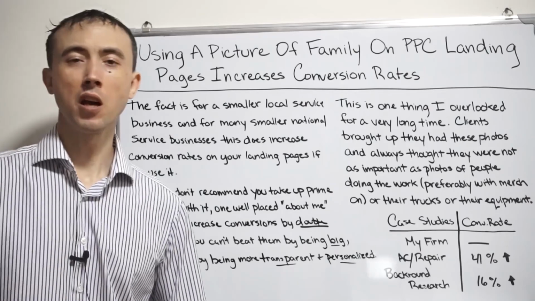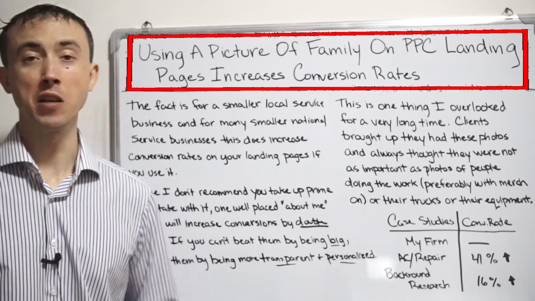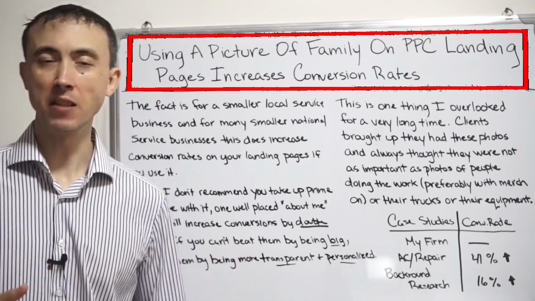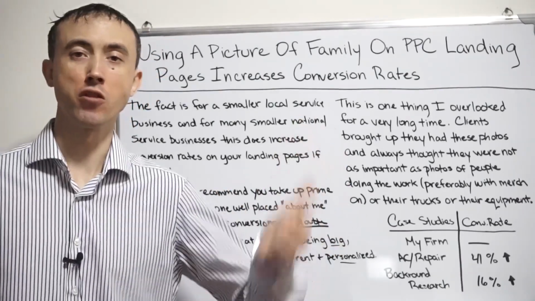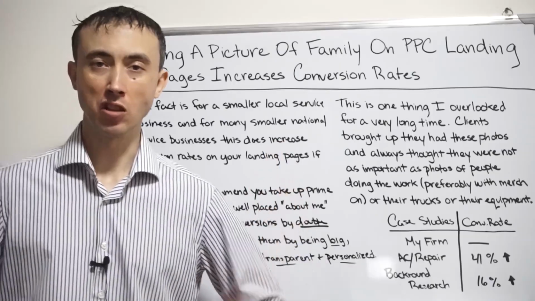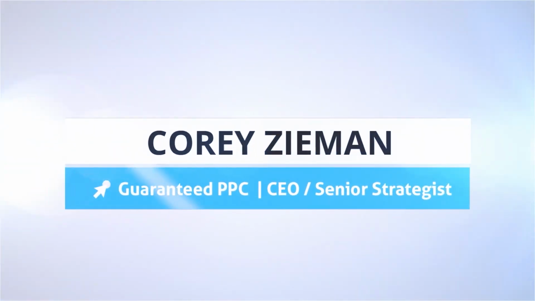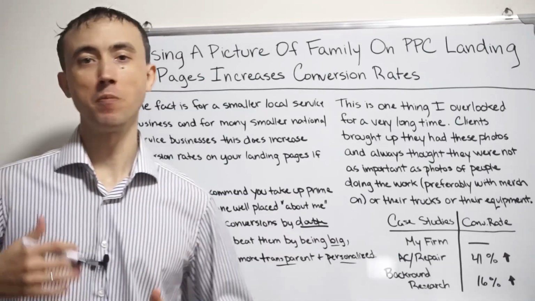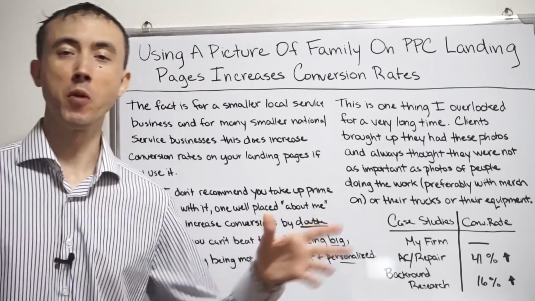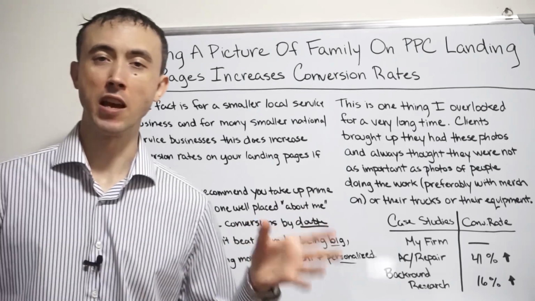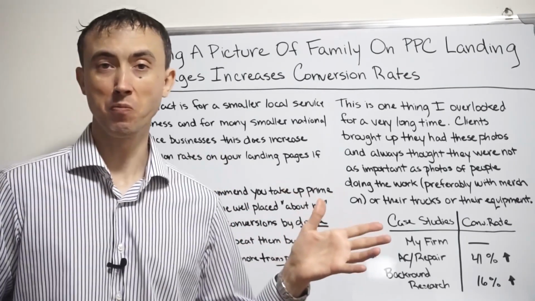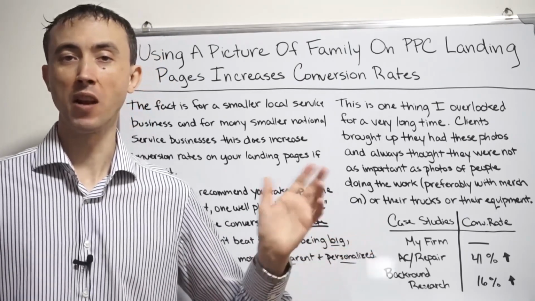Today's video, we're going to talk about how using a picture of your family or just yourself on your landing pages for your PPC campaigns can jack up your conversion rates on your landing pages by double digits. 10, 20, 30, 40, 50 plus percent more than what you have right now without having that on your landing pages. Of course, this would apply to landing pages for any other organic traffic that you have or whatever else.